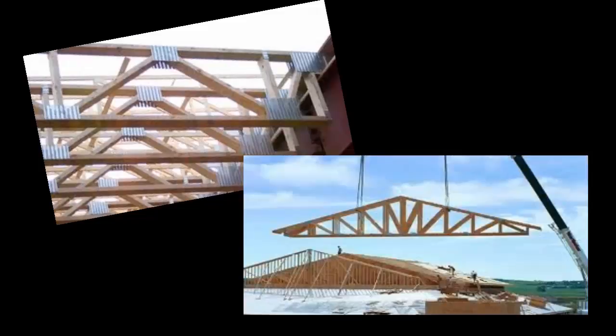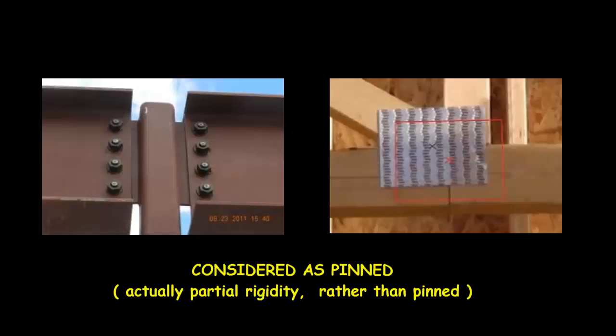Wood trusses are also usually built with pin joints. The small metal tooth plates used in the connections hold the pieces together. They restrain relative translation, but they are not stiff enough to restrain rotation. Actually, the bolted beam web and the truss plate do restrain rotation a bit. They provide what is called partial rigidity. Generally, in analysis, they are considered as pins.